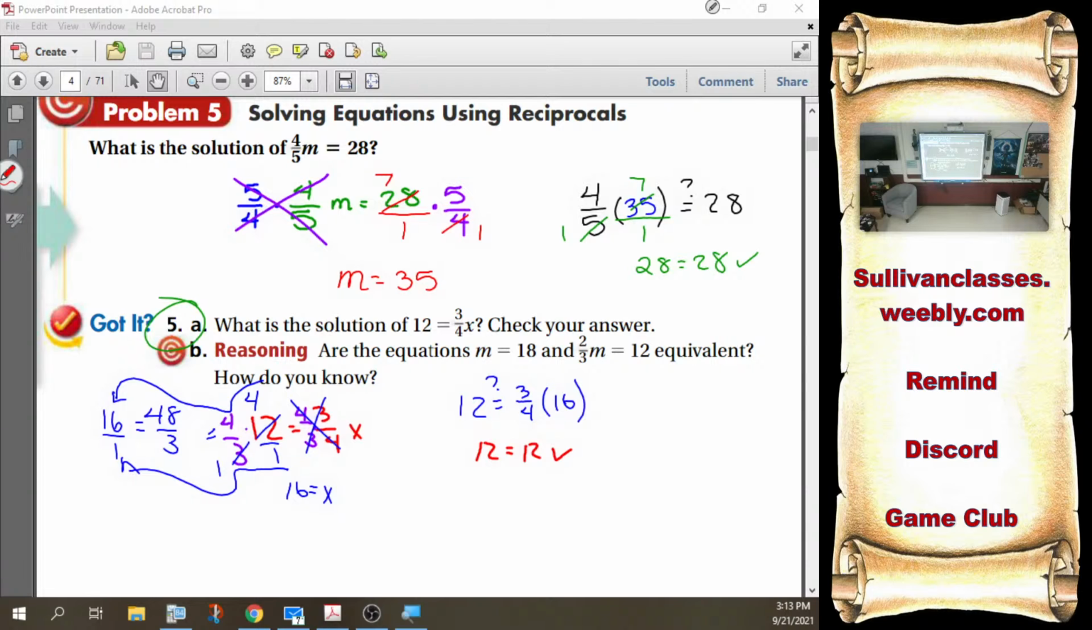Is 2/3 of 18 12? Grab a calculator. Or maybe a little mental mojo. What's 1/3 of 18? 6. So what's 2/3 of 18? 12. You double the 6, right? So because both of them are true statements with both of them having M as 18, that means, yeah, they're equivalent.